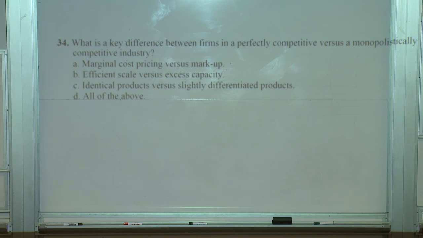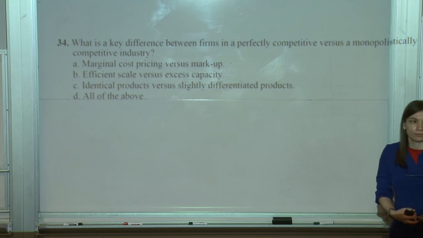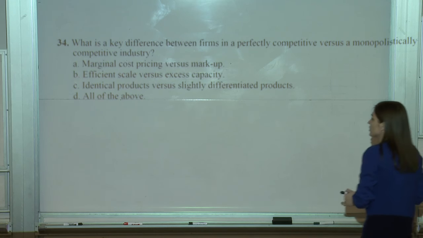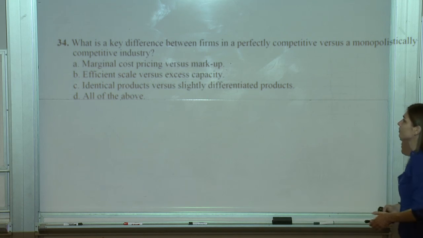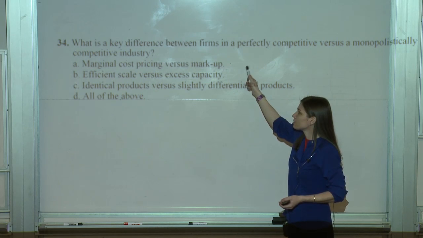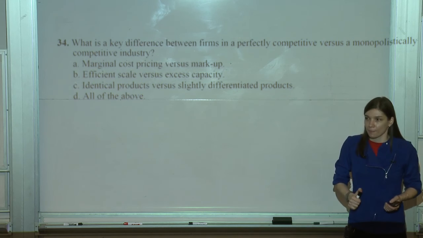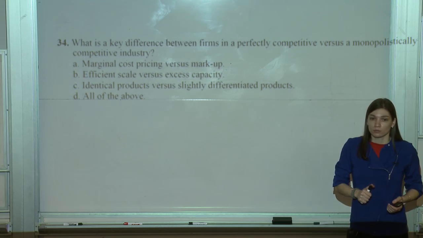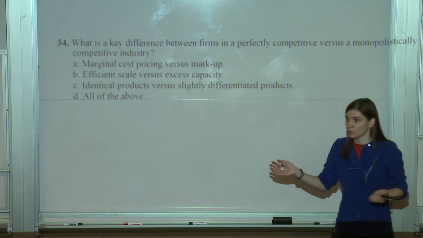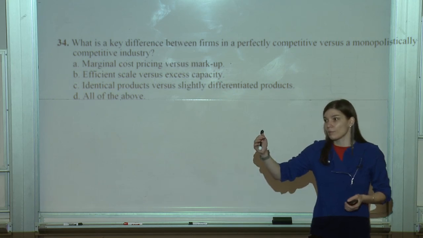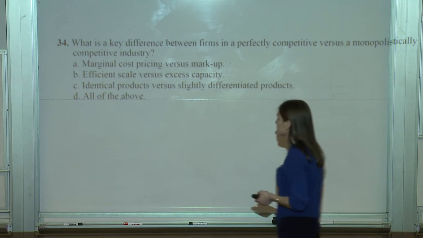What is a key difference between firms in a perfectly competitive versus a monopolistically competitive industry? So we said we have perfect competition versus monopolistic competition. Is it true that one difference is marginal cost pricing versus markup? Who prices at the marginal cost? Perfect competition, right? The price equals marginal cost. And we know the monopolistic competition has a markup above the marginal cost.